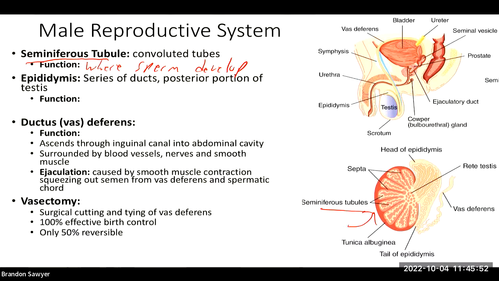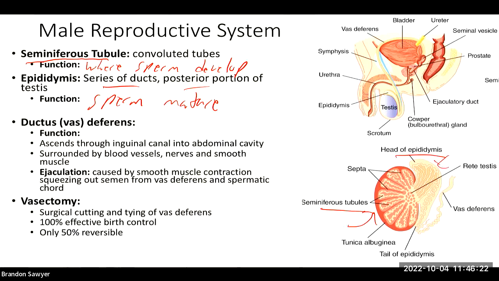Moving on from there, sperm move into the epididymis. The epididymis is a series of ducts, again more of the posterior portion of the testes, and this is where sperm mature. So the initial development occurs in the seminiferous tubule, and then they move through the maturation process more in the epididymis. So this next part up here.